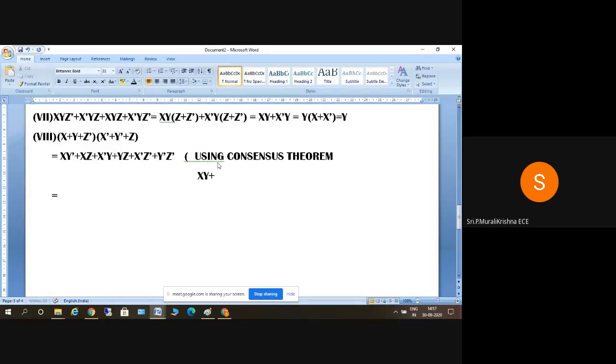Is xy plus x bar z plus yz equal to xy plus x bar z? So this is the consensus theorem. We had studied the simplification earlier. So what I'll do, I'll segregate this according to the consensus theorem.